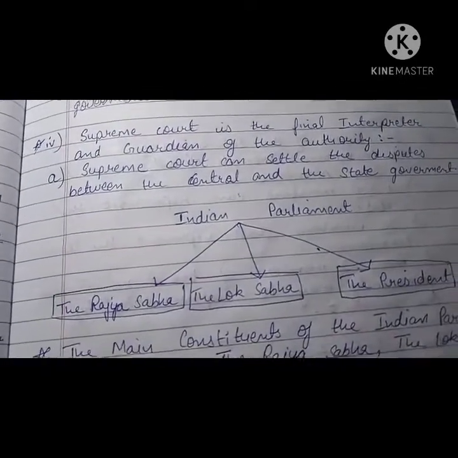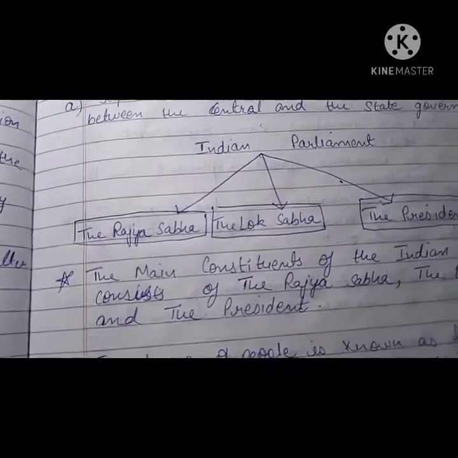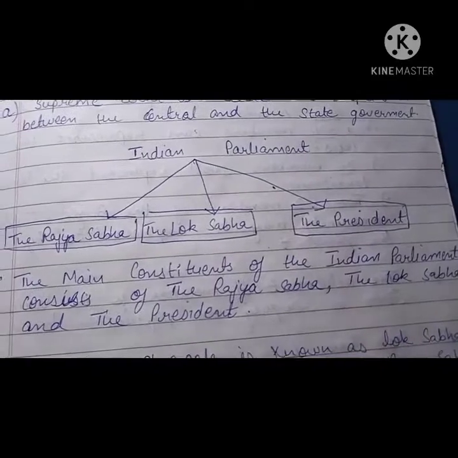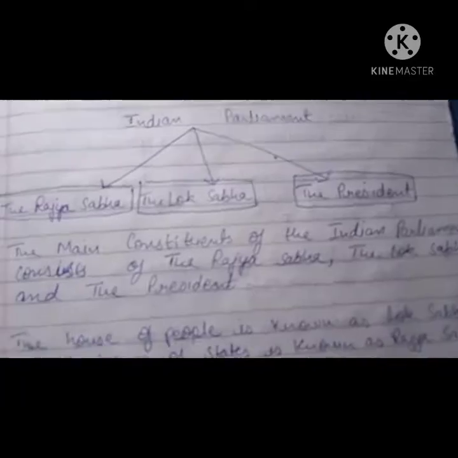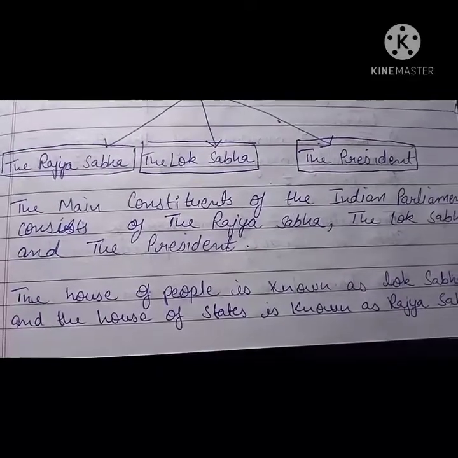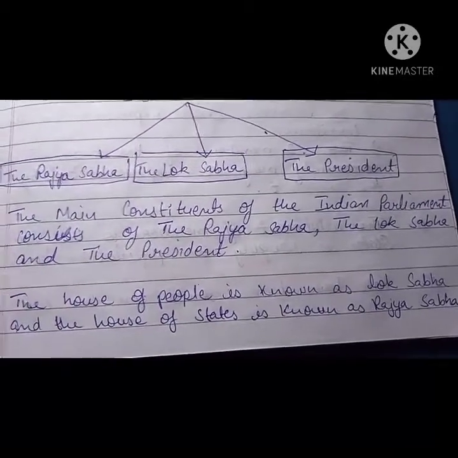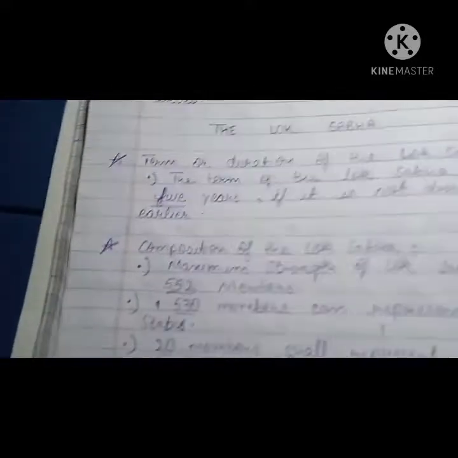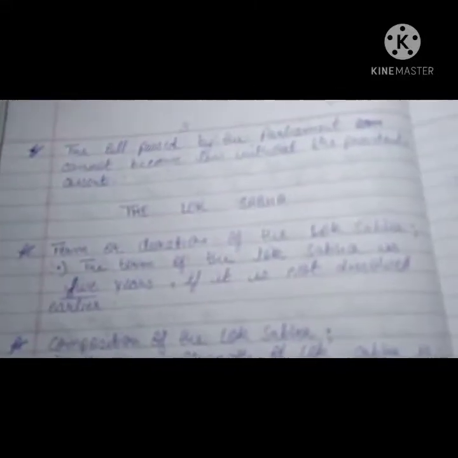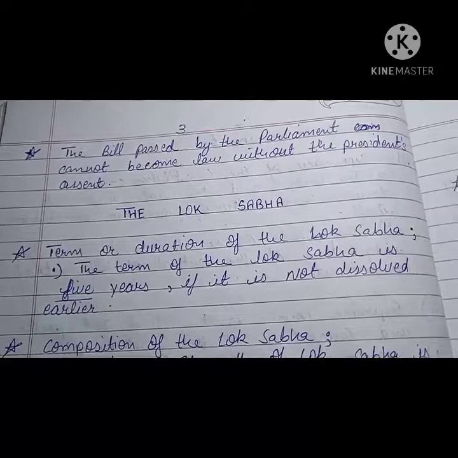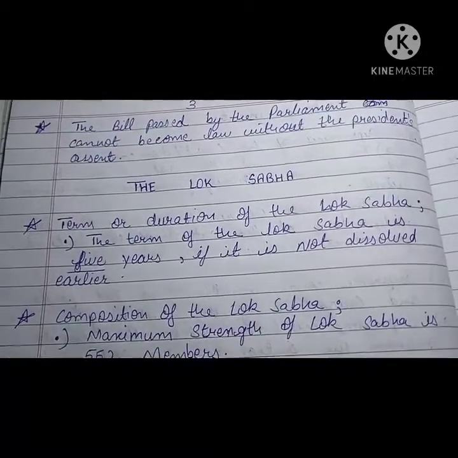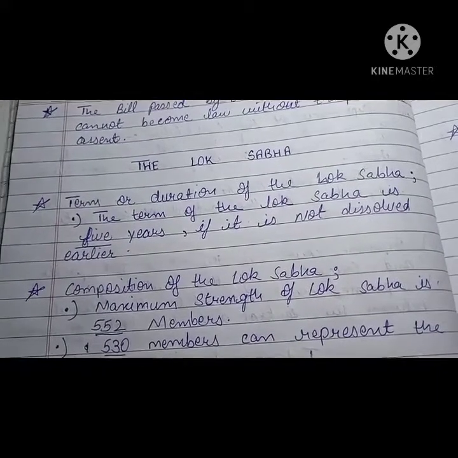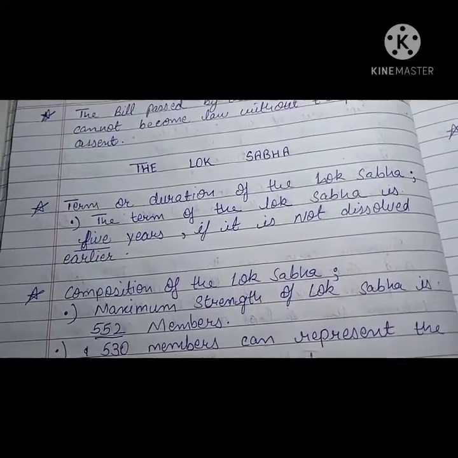Indian Parliament: the Rajya Sabha, the Lok Sabha, and the President. The main constituents of the Indian Parliament consist of the Rajya Sabha, the Lok Sabha, and the President. The House of the People is known as Lok Sabha, and the House of the States is known as Rajya Sabha. A bill passed by the Parliament cannot become law without the President's assent. The term or duration of the Lok Sabha. The term of the Lok Sabha is 5 years if it is not dissolved earlier.